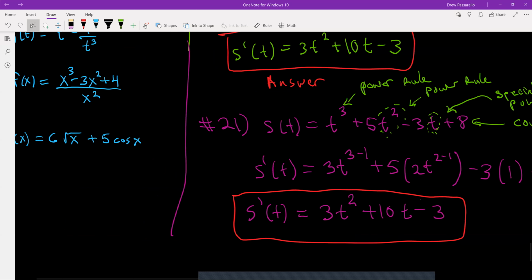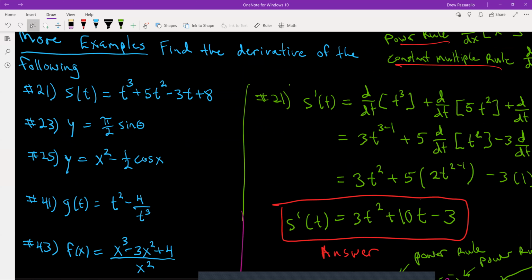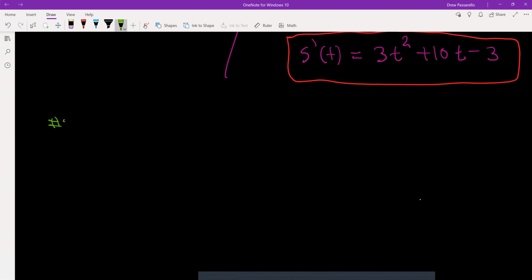All right, so the next one, that was number 21. 23 is taking the derivative of pi over 2 times sine theta. All right, so it has a trig function, sine. And from earlier, in the previous video, the derivative of sine is cosine.